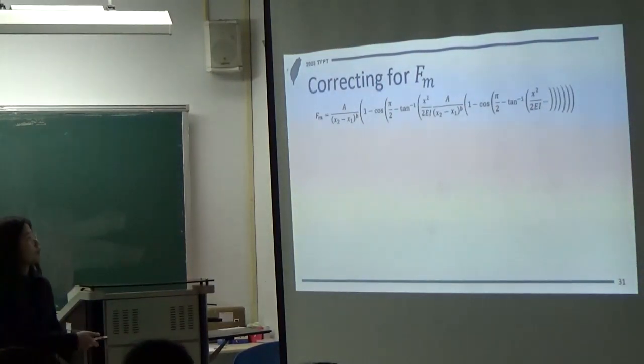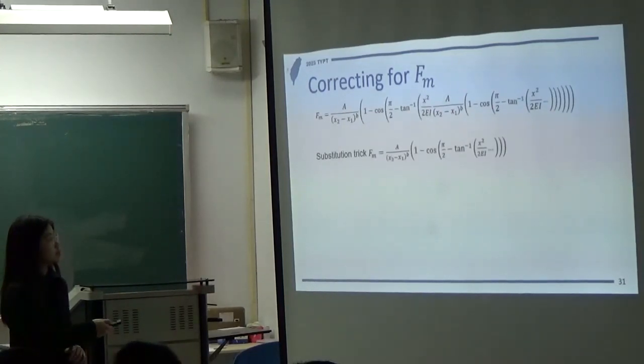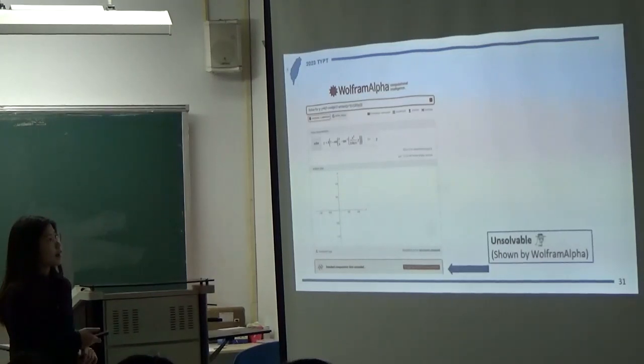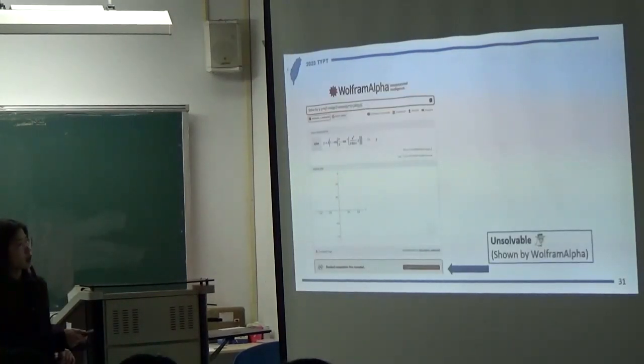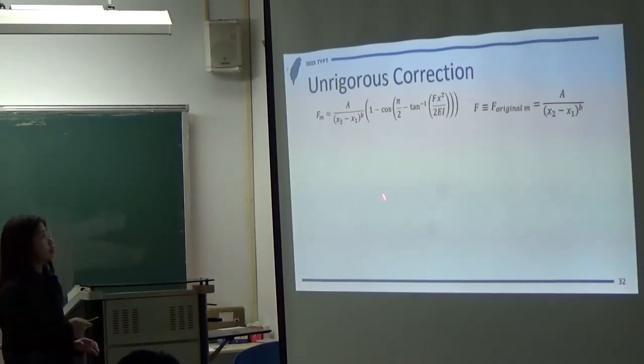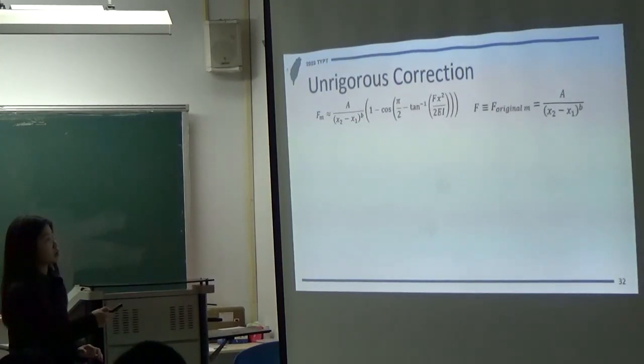Correcting for Fm. Fm is a function of itself, and using a substitution trick, we get that Fm equals this expression. However, when we solve for it, it doesn't work out. So we approach it using a more unrigorous correction, using only the first order of the correction. So we multiply the magnetic force by only the horizontal component.